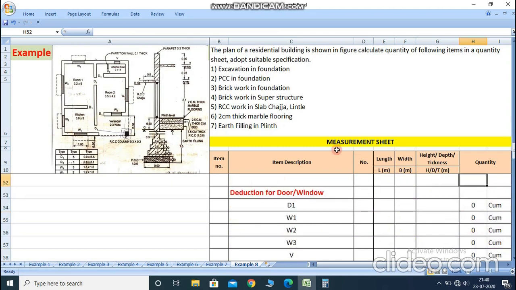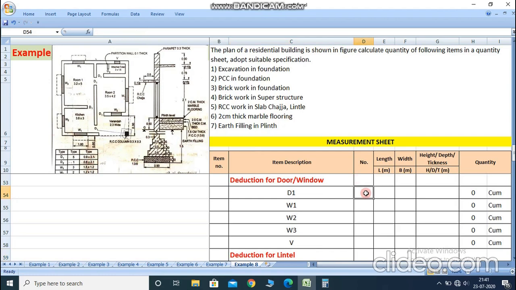Now here we calculated solid wall, but here no deduction of the door and window is given. So here deduction of the door and window is compulsory. So see this table. In this table we are already given the types of door and window, then the numbers of door and window, and the size of door and window. So one by one we calculate for the deduction.